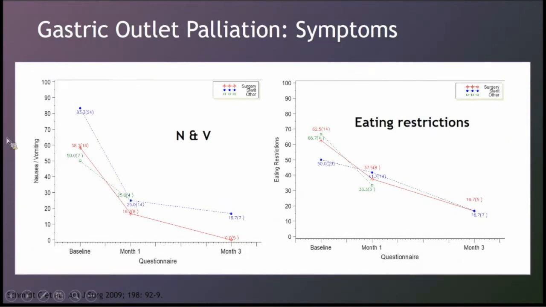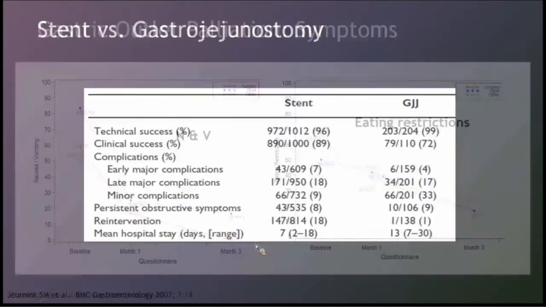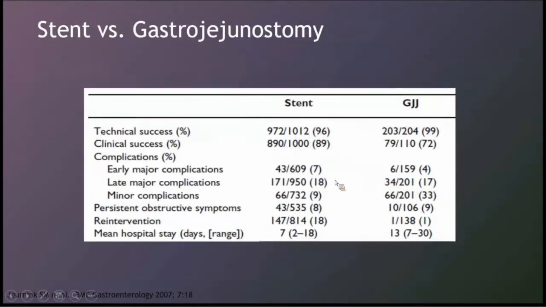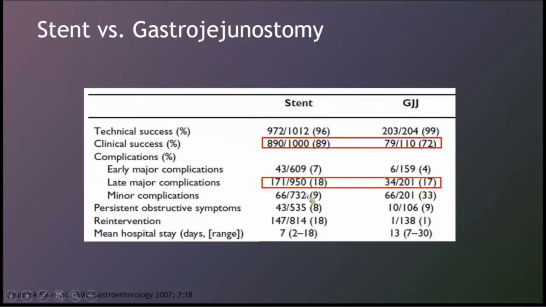This is a study comparing the effect of surgery and stent on nausea and vomiting. And, you know, the nausea and vomiting score is high in the beginning. Within 3 months, much improved. Eating restrictions also much improved in these patients because surgery, that gastrojejunostomy, and the stent both work very, very well. If you were to compare the two, it's a large series. Clinical success is fairly comparable, maybe stents a little bit more. You have to think about these are, again, cancer patients, so they're certainly sicker than many others.